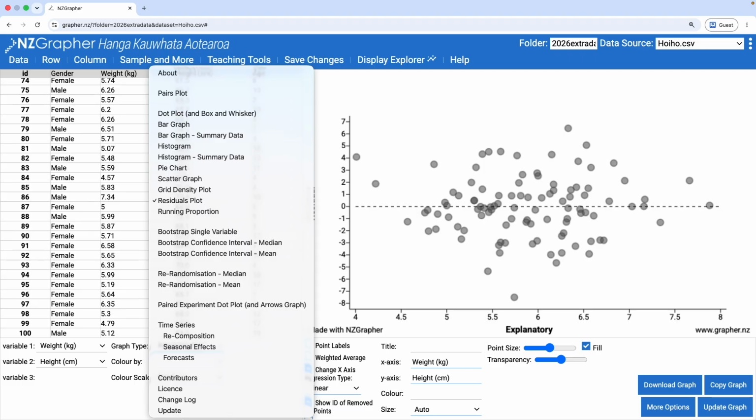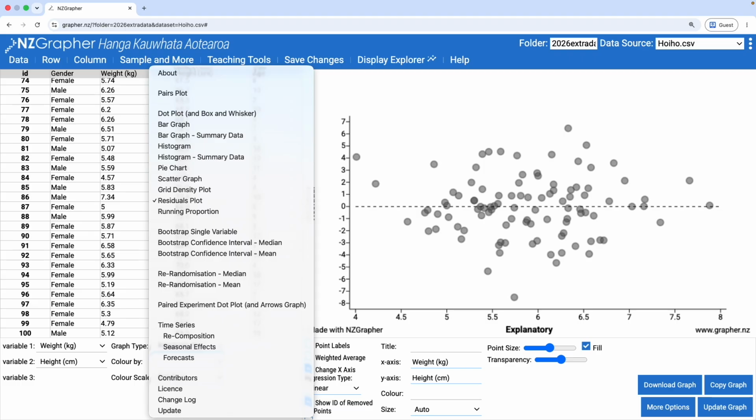The paired experiment is mainly for the level 2 experiments. It can do the arrow graph so that kids can see, do the arrows go this way, do the arrows go this way. And that's when you're looking at, if we were thinking about our experiment we did before, the same kid does it from 1 metre away and from 3 metres away, and you're looking at the difference between them. So that's your paired experiment data.